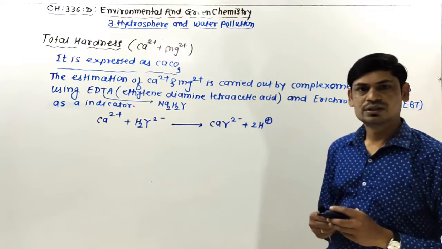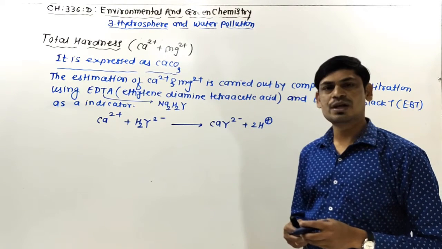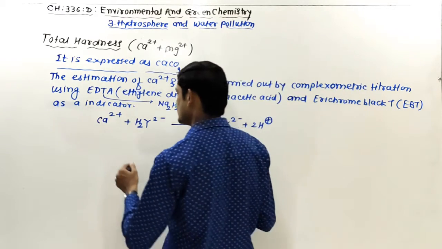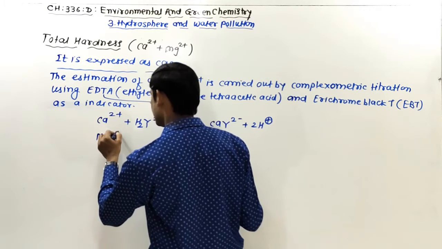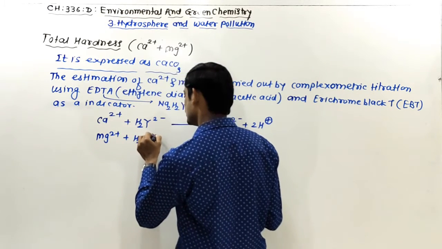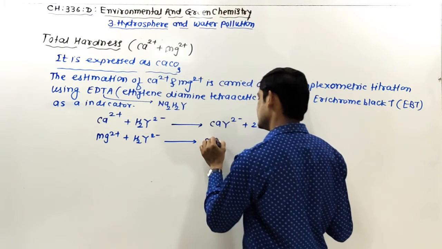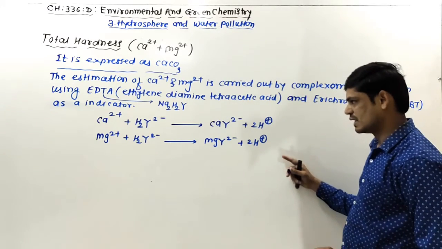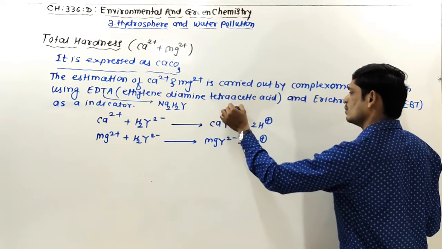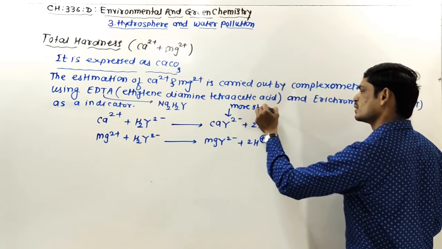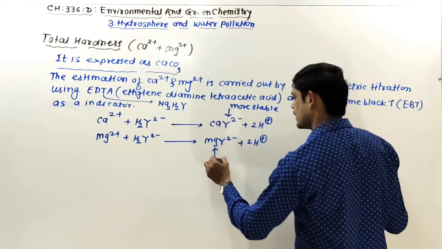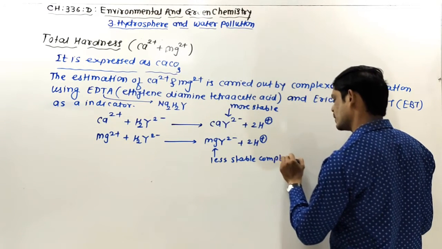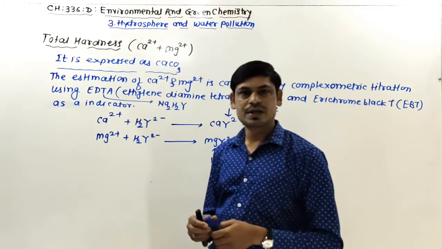After that, the Mg2+ ion also forms a complex with EDTA ion. It can be represented chemically in this way: Mg2+ plus H2Y2-, we will get MgY2- plus 2H+. This is our more stable complex, and this is our less stable complex.